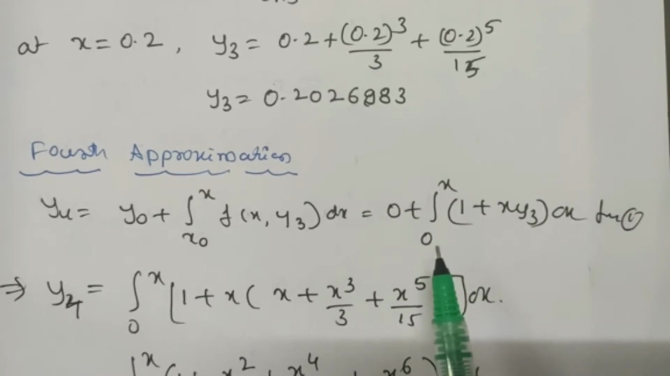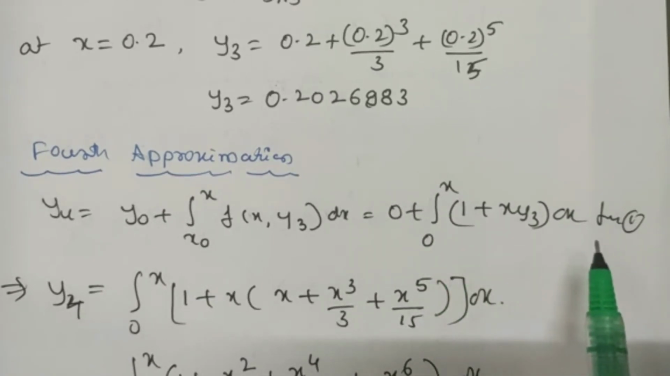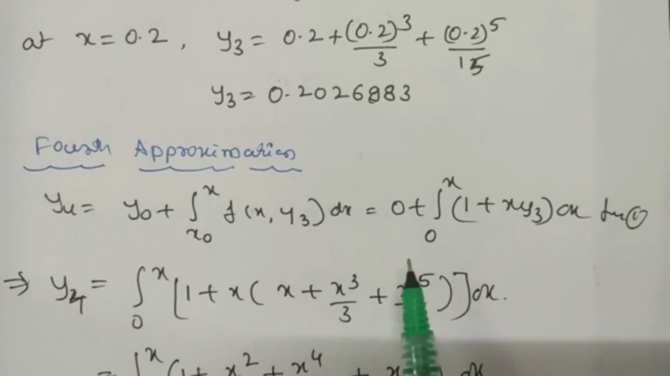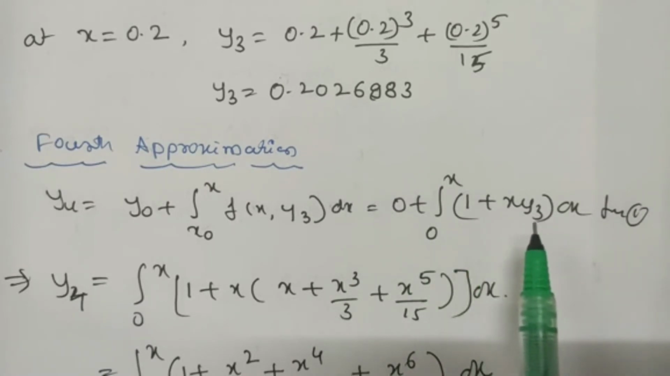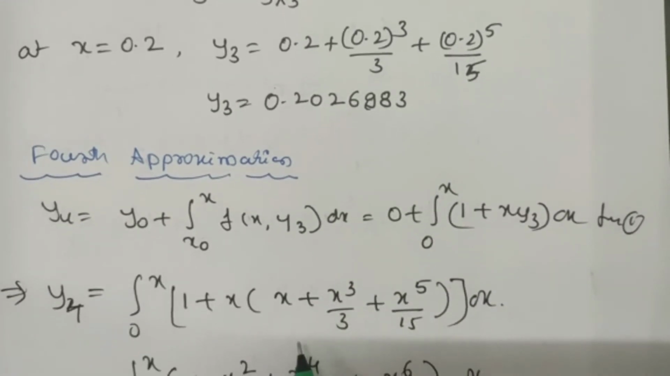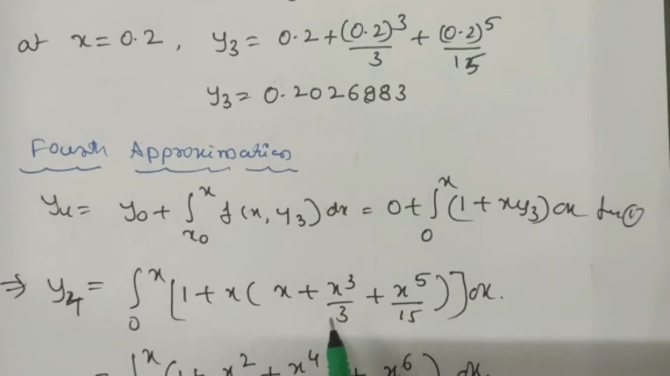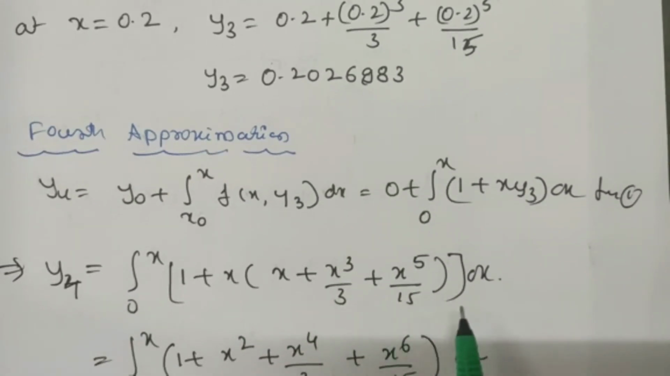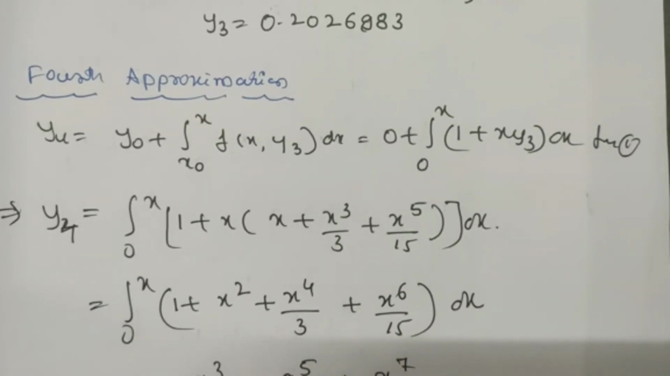So it is 0 plus integration from 0 to x of 1 plus x y3 dx, from equation number 1. That is the definition of f of x y we applied there. Substitute the value of y3 from equation number 4. So we have 1 plus x into x plus x cube by 3 plus x raised to 5 by 15 dx. Now integrate this one.